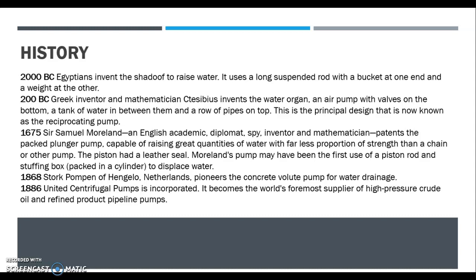In 1675, Sir Samuel Morland patents the packed plunger pump, capable of raising great quantities of water with far less proportional strength than a chain or other pump. In 1868, Stork Pumpen of Hengelo, Netherlands, pioneers the concrete volute pump for water drainage. In 1886, United Centrifugal Pumps is incorporated. It becomes the world's foremost supplier of high-pressure crude oil and refined product pipeline pumps.